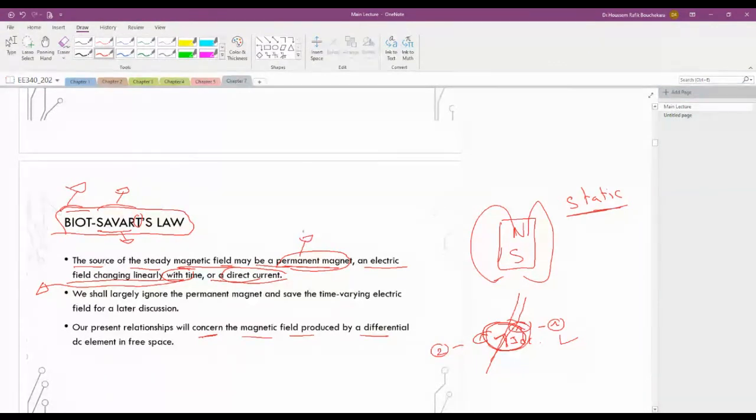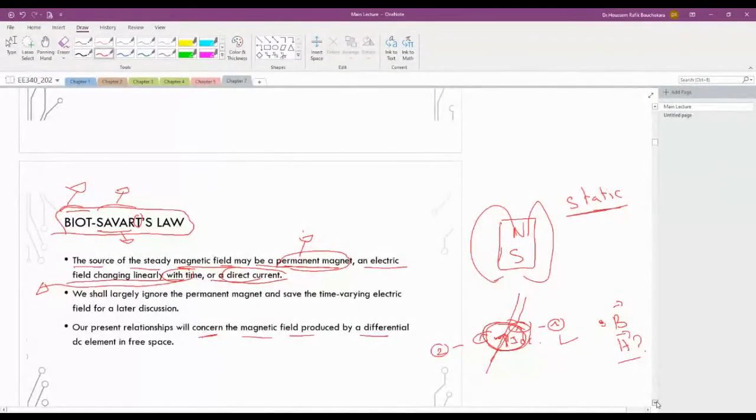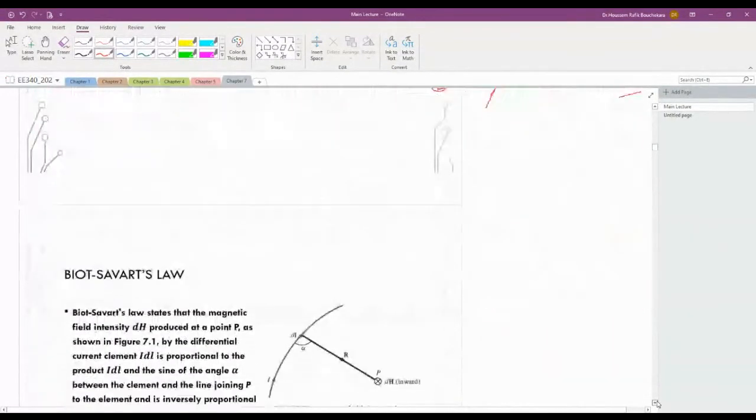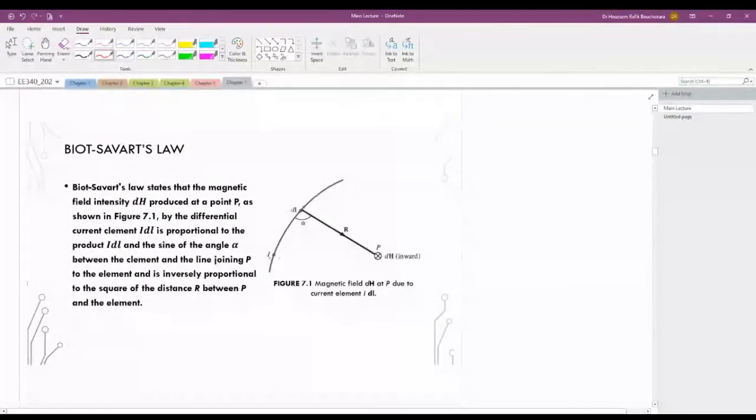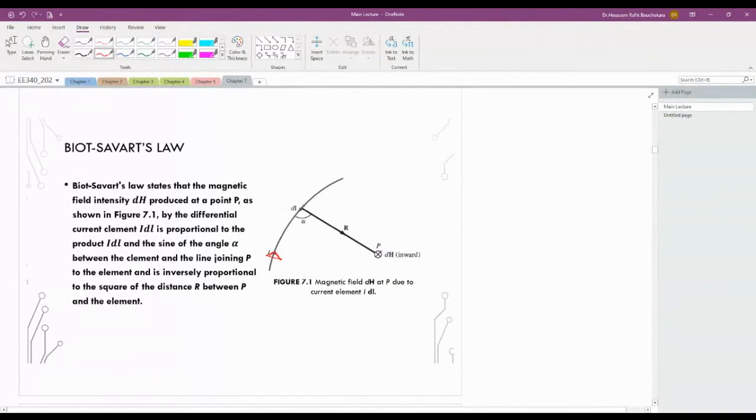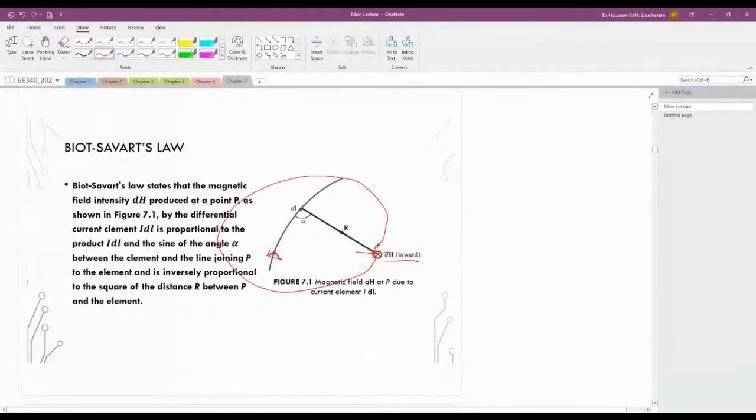So this is Biot and Savart. If I have a direct current through a wire and we want to determine B or H at a point, how do we find H? This is the Biot and Savart law. Here we have a direct current, and I want to determine H.